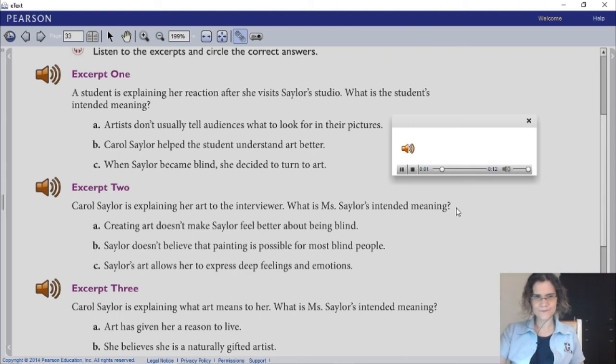The things that I have learned about art go far beyond, I think, what the average sighted person knows. And that's really what my art is all about.